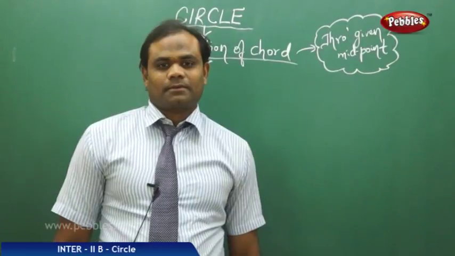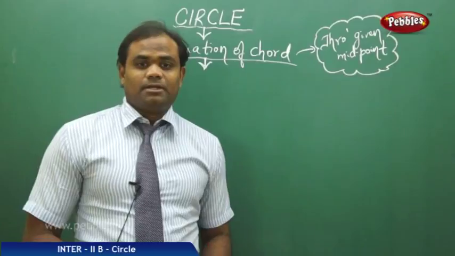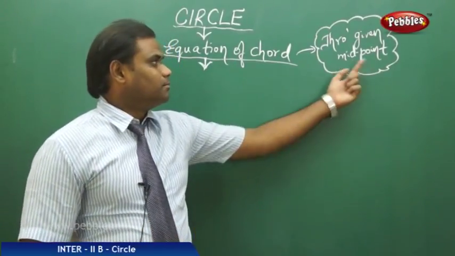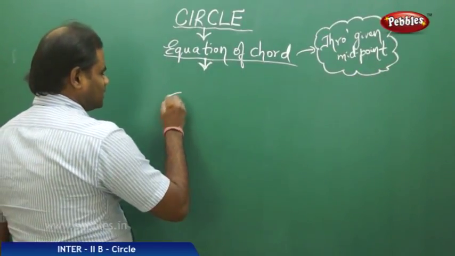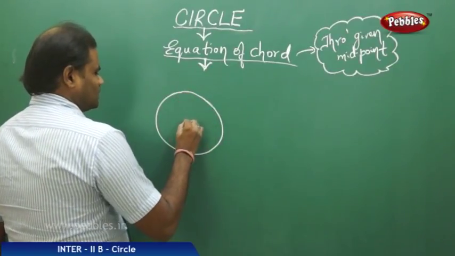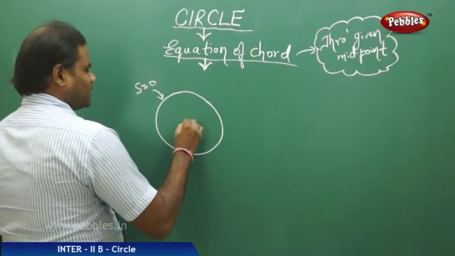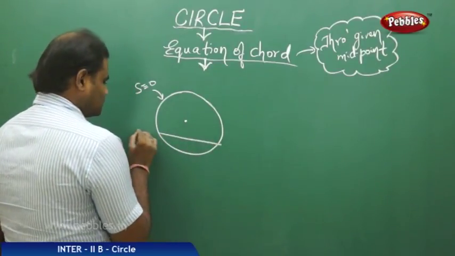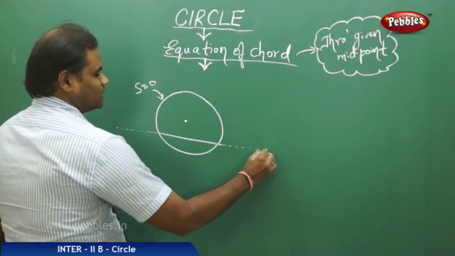Now let's see how the equation of a chord can be connected with the middle point, and hence finding the equation of the chord through its given midpoint. So for example, I have a circle S equals 0, and I have the center of the circle here, and I have a chord AB, or I have a secant through which I get the chord for the circle in this way.